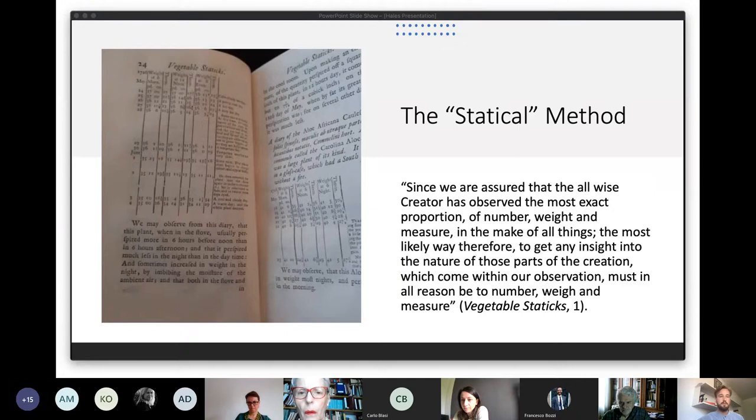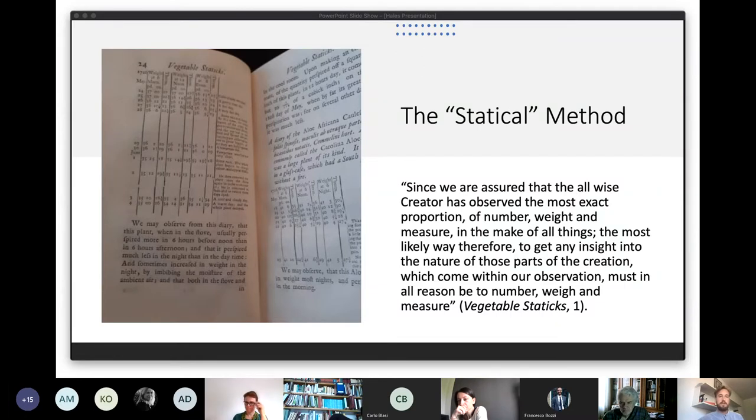all-wise creator has observed the most exact proportion of number, weight, and measure in the making of all things, the most likely way, therefore, to get an insight into the nature of those parts of the creation which come within our observation must in all reason be by number, weight, and measure. Putting a theological spin on Grew's notion of a structural symmetry between plants and animals, Hales thus set out to apply a statical method, which had previously been confined to humans, to plants.